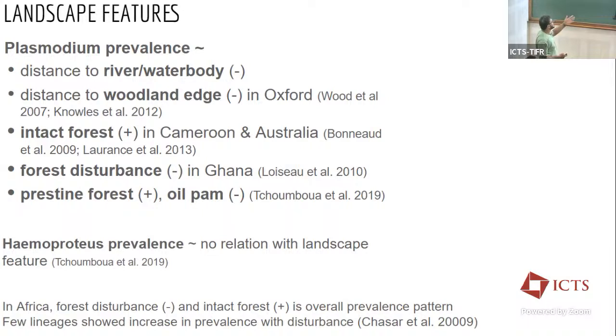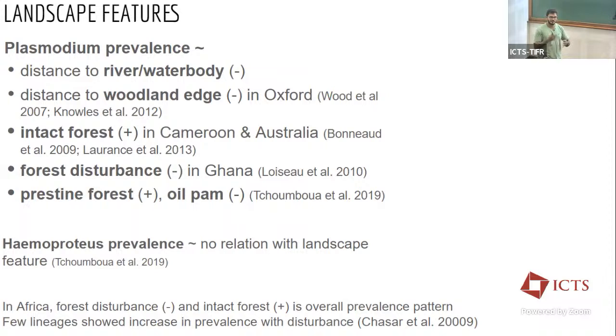And then distance to woodland edge, how far you're going from a woodland edge, either inside the woodland or away, and that will impact. So this is negatively impacting. If you're inside woodland or close to the edge, you have more Plasmodium. If you're going away from it, you have less Plasmodium. Then intact forest has a positive correlation. Intact forest in Cameroon. These studies are very specific to certain regions, like Ghana, where forest disturbance is negatively impacting. There is more disturbance in the forest, the Plasmodium goes down. That means the undisturbed forest has more Plasmodium, right?